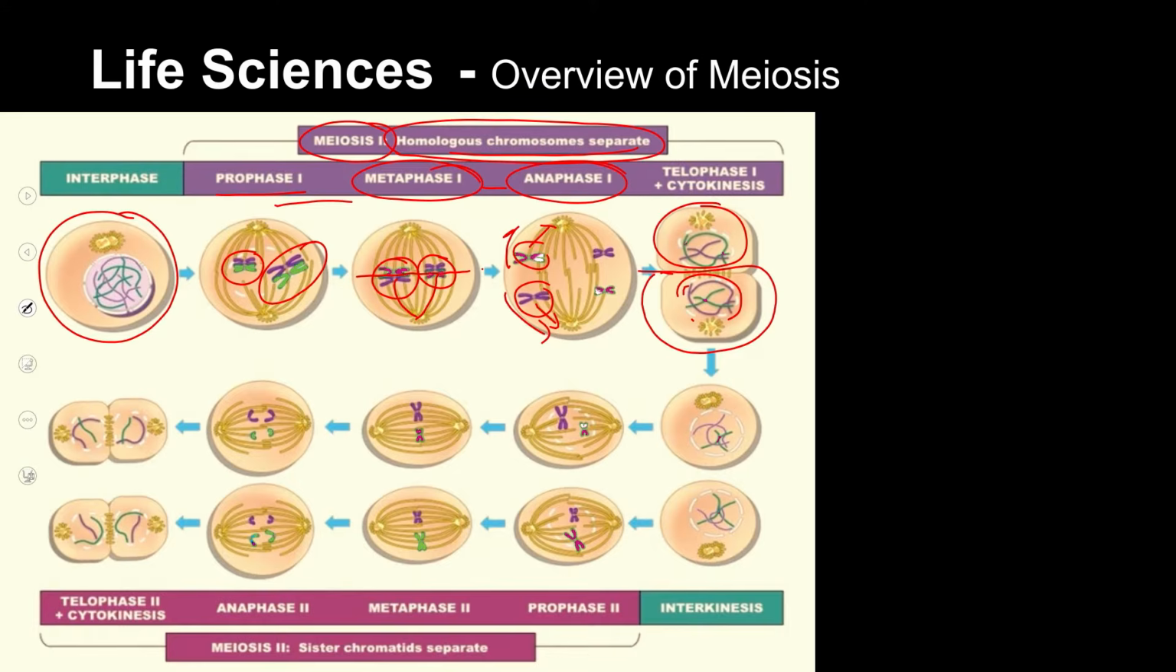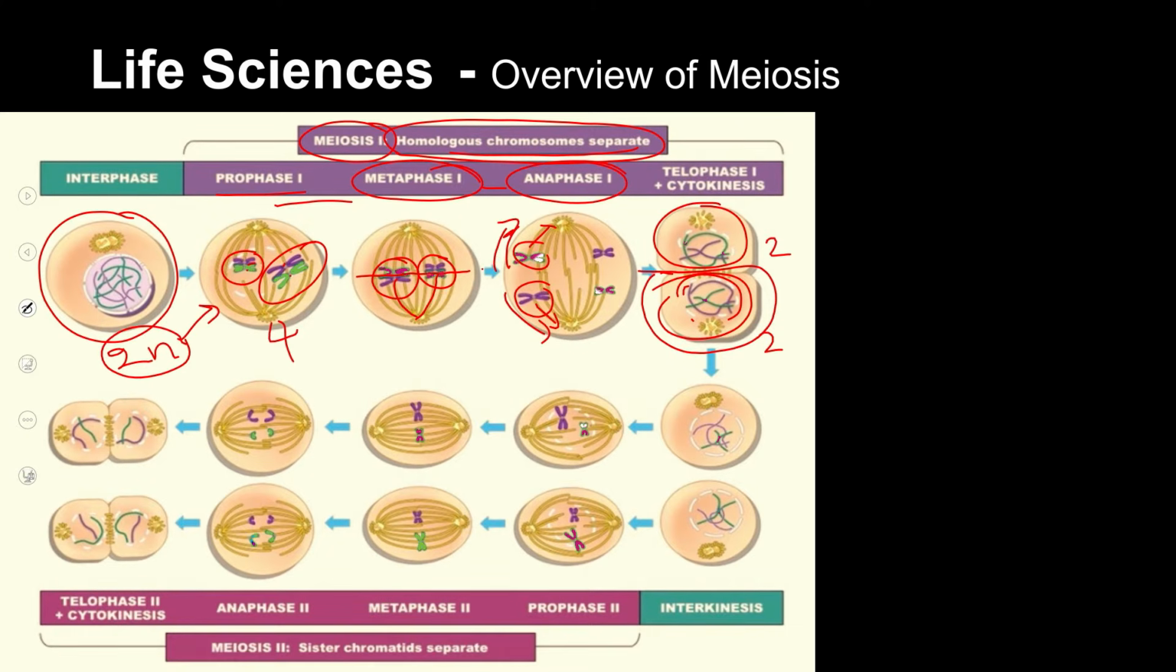Again, this cell would have been a diploid cell. We can see that it has 1, 2, 3, 4 chromosomes, and at the end, these cells will each have 2 chromosomes. We refer to this as a phase in which there is a reduction in the chromosome number, and that is clearly seen because of anaphase.